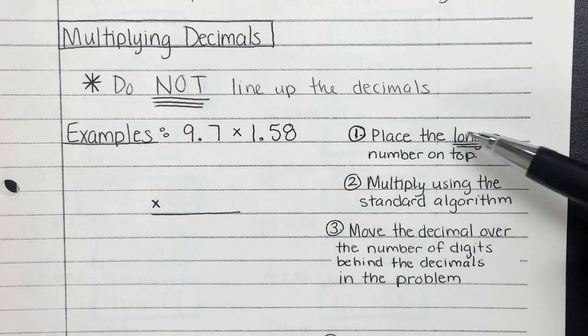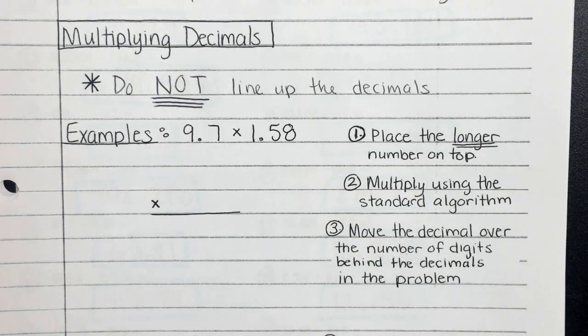All right, so guys, you can see this 1, 2, 3. Those are our steps. First step says, what does it say? Delaney, what's the first step say? Place the longer number on top. Place the longer number. Did I say bigger number? Larger number? The longer number.